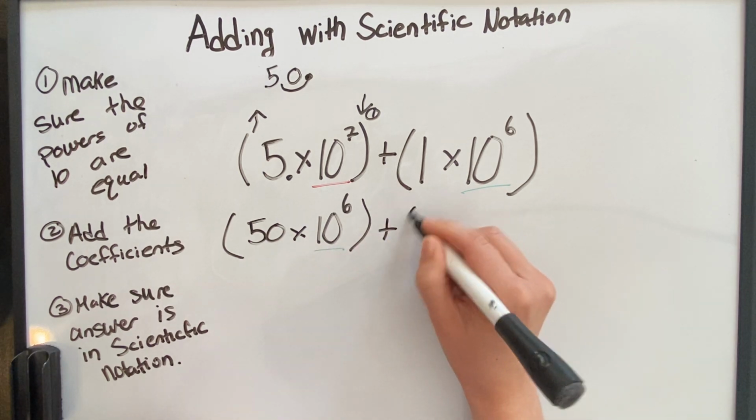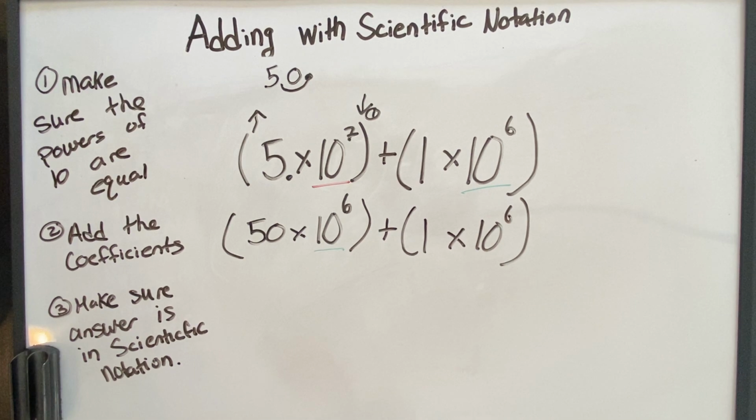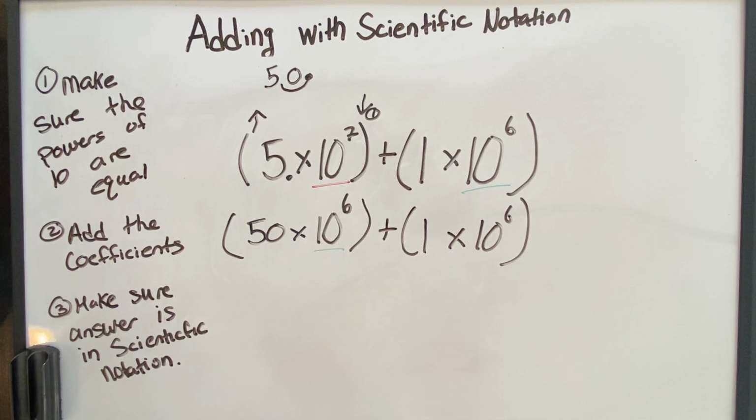So my coefficient now is 50. Alrighty, let's check to make sure we did this right. So we have 10 raised to the 6th power. Good. Here we have 10 raised to the 6th power. Very good. My powers of 10 are equal.